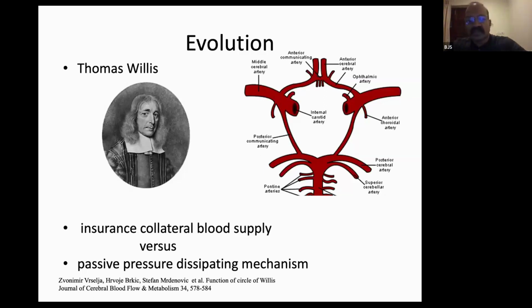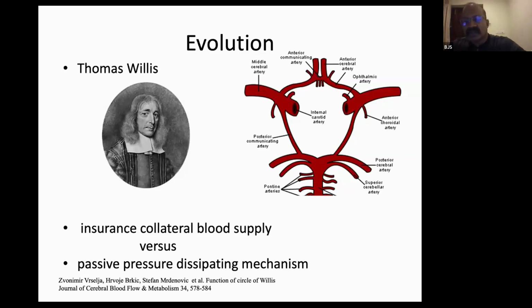The circle of Willis, as you know, was described by Thomas Willis, and the basic purpose of the circle of Willis is to ensure that collateral blood supply occurs at the base of the brain so that both hemispheres of the brain can be adequately perfused. If anything goes wrong on one side, the collateral circulation, these channels of communication between the blood vessels, between the anterior circulation, that is the ACOM, and between the anterior and posterior circulation, the posterior communicating artery, will take over the blood supply.